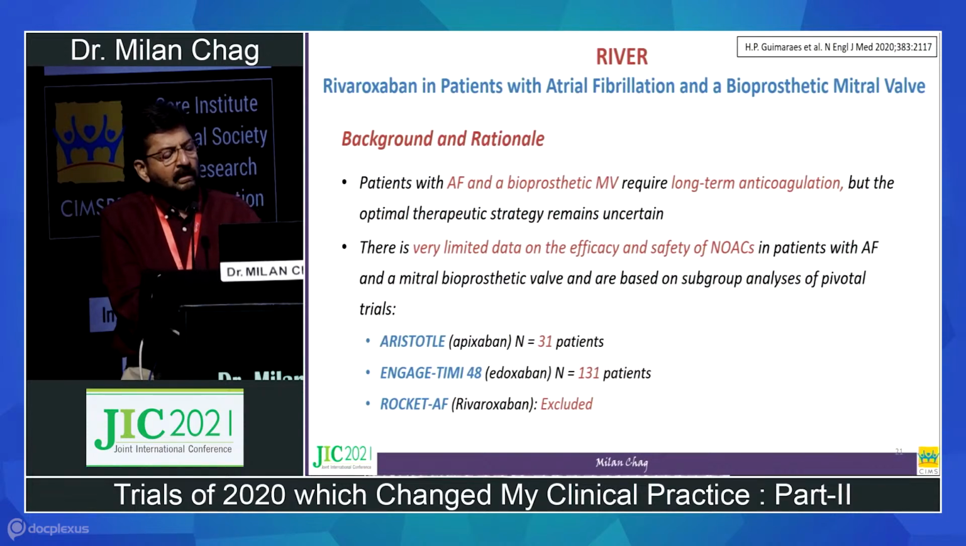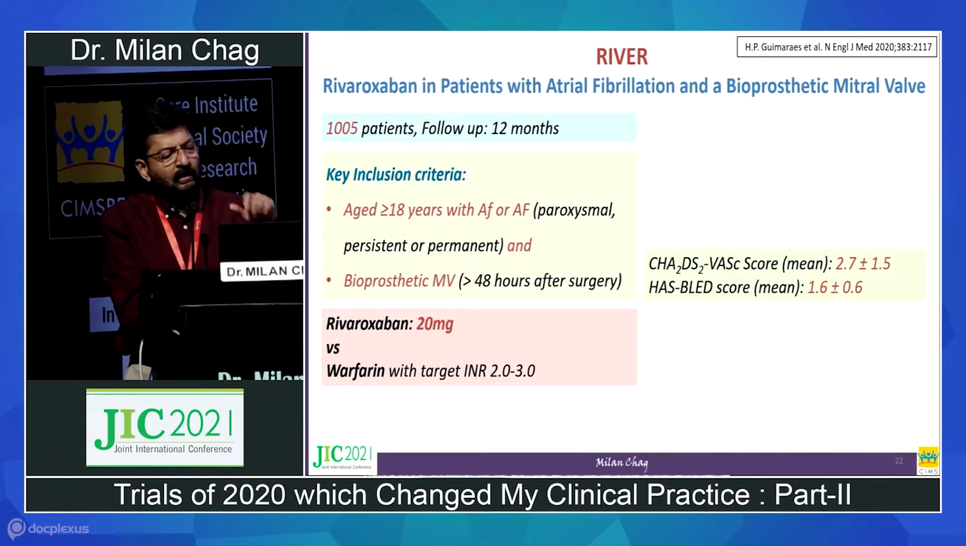In the past, at least 3 trials were there with some very small number: 31 patients with apixaban in ARISTOTLE trial, 130 patients in ENGAGE AF trial with edoxaban, and in ROCKET AF trial. These trials were trials of atrial fibrillation in NOAC, but some patients had associated bioprosthetic valve, but the number was so small that you cannot conclude anything. So this trial was basically designed to answer that question, that can we give it to everybody?